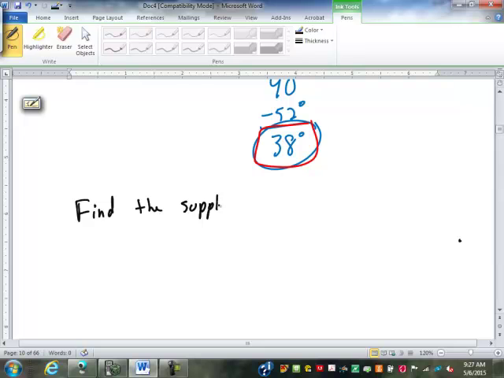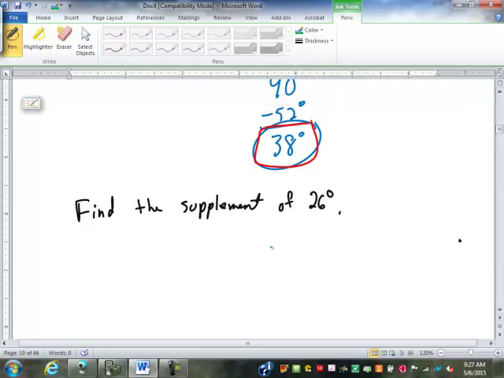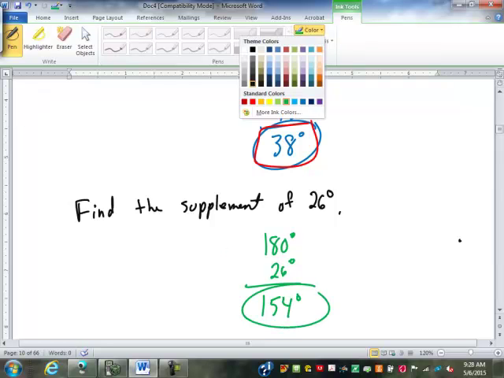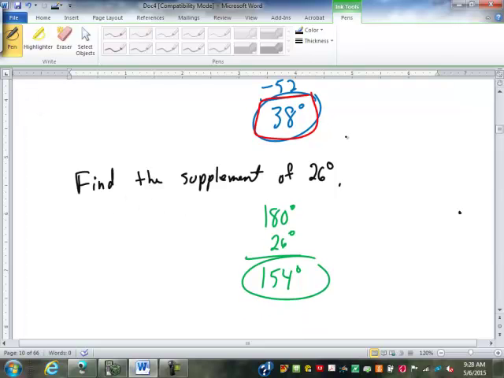What if I ask you to find the supplement? 26 degrees. What do we do? Subtract from 180. 180 minus 26, which will be 154 degrees. Okay.